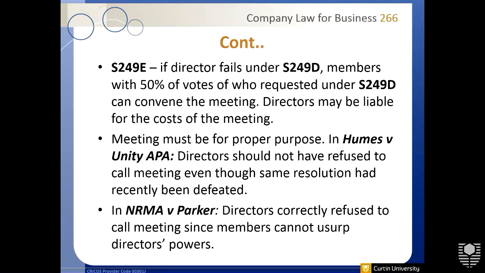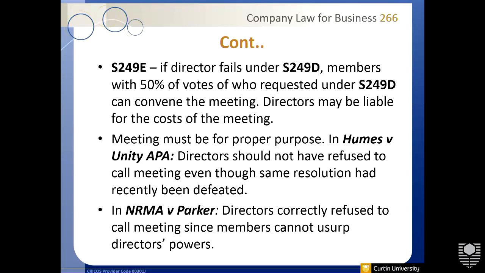Then you look at NRMA and Parker. Directors correctly refused to call meetings since members cannot usurp directors' powers. Here they wanted to determine the way the votes would be taken, and to determine how votes would be taken is a board of directors decision and nothing to do with members, and therefore their refusal to call for the meeting was rightly done. So in that case, it was okay.